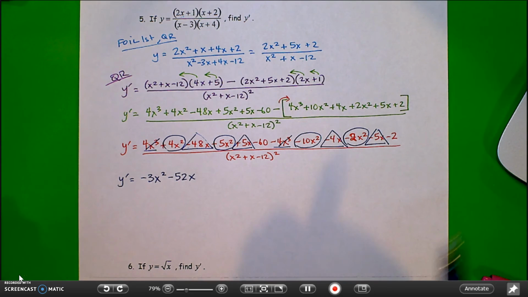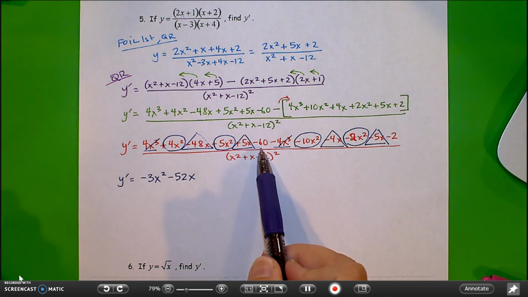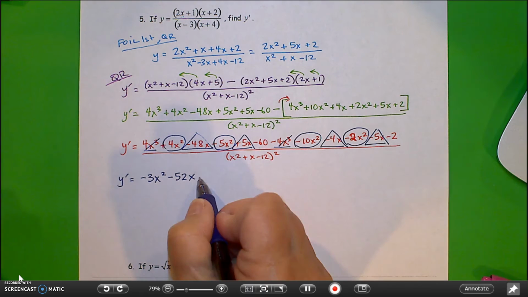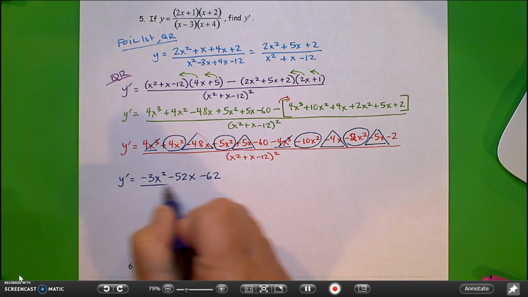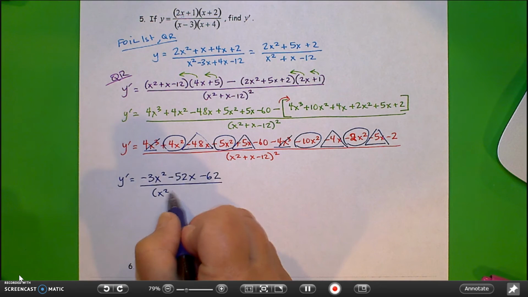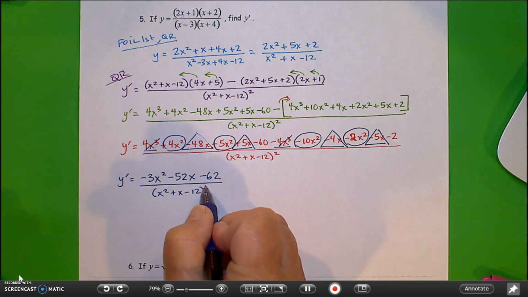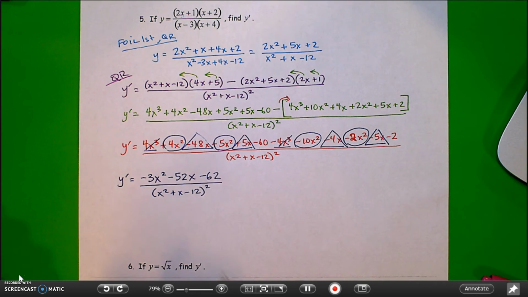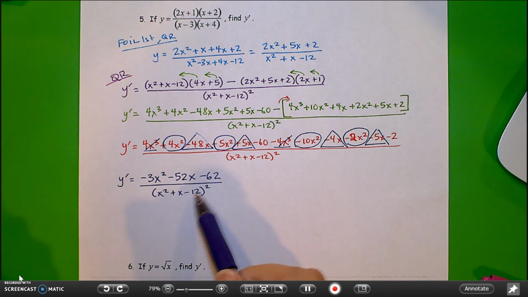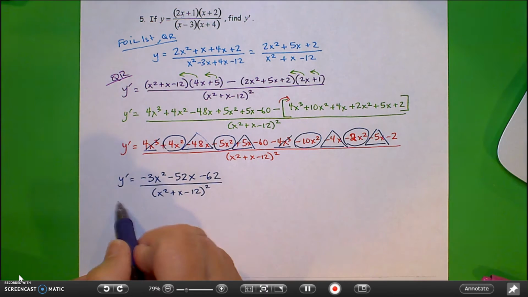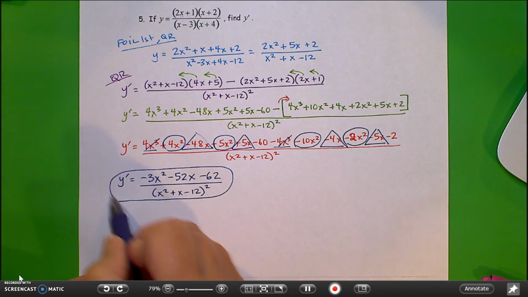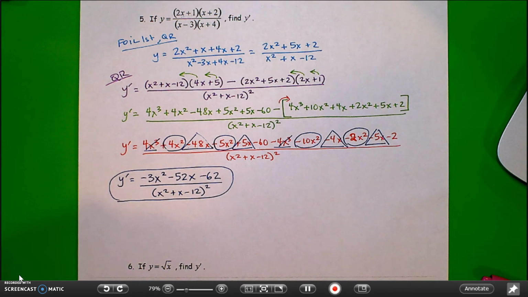And the only thing I should have left is whole numbers here. So I got minus 60, minus 2, minus 62, all over the same denominator, x squared plus x minus 12 quantity squared. And I'm pretty sure that wouldn't factor out. I'm not really going to worry about it. That's my answer. So that actually wasn't so bad.